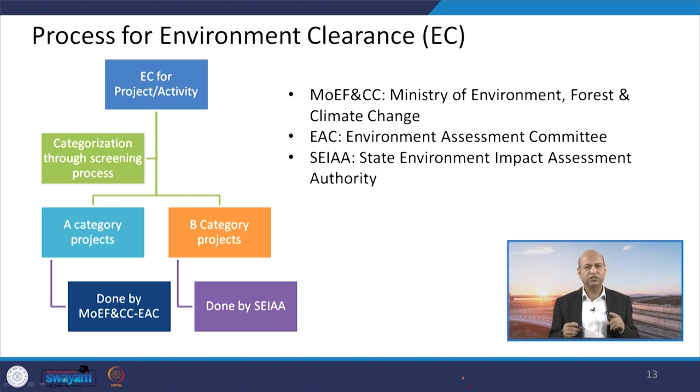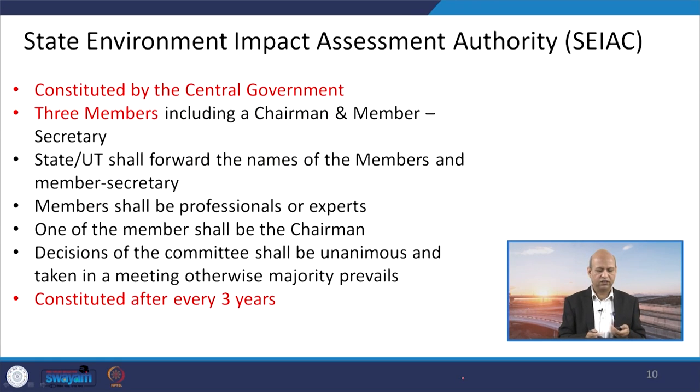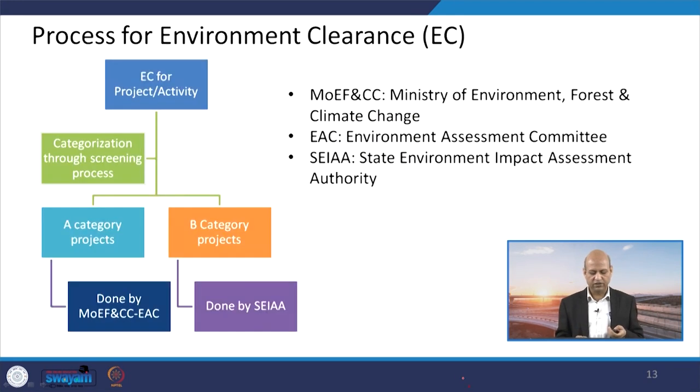So, EC for a project activity, we have to think about categorization through the screening process, which means when we see what kind of project proposal is there, accordingly the notification says in which category it will come. Okay. So, A category projects or B category projects, according to 2006, we are talking about the EIA notification of 2006, not the 2020 draft notification. Okay, please remember this. Then it is done by the Ministry of Environment, Forest and Climate Change, and this EAC, that committee, and this SEIAA, the State Environment Impact Assessment Authority, which we just discussed, will take the decision according to, it is written here also, all these acronyms.